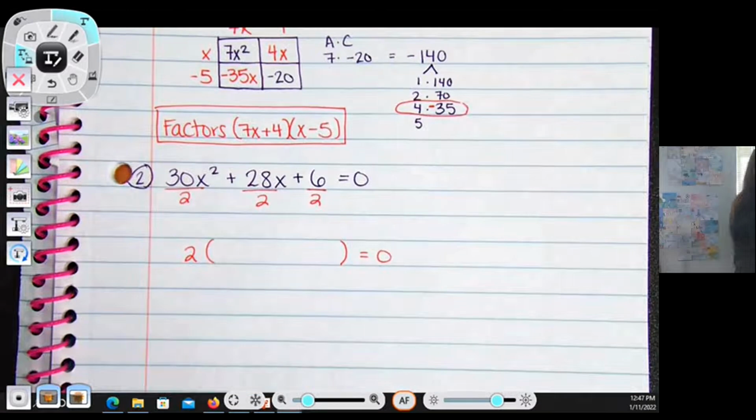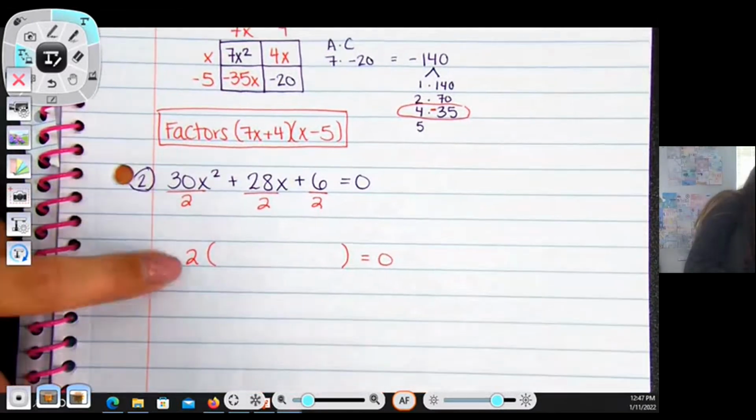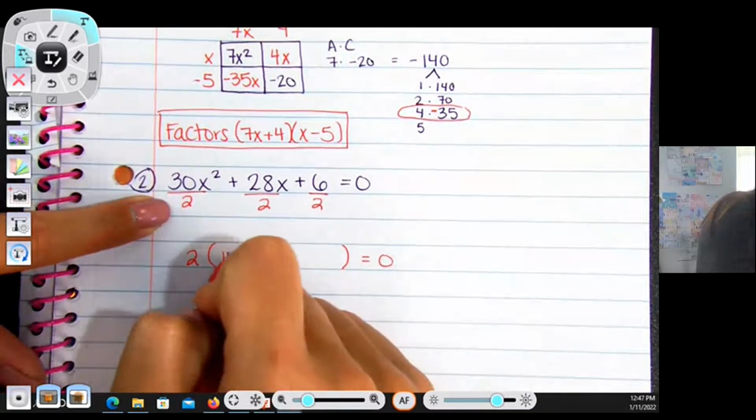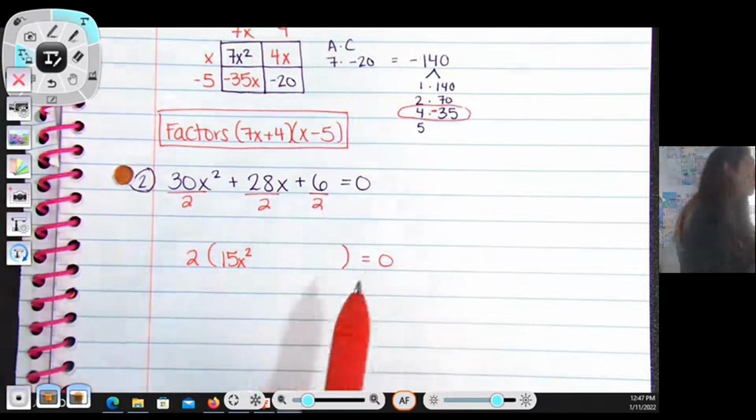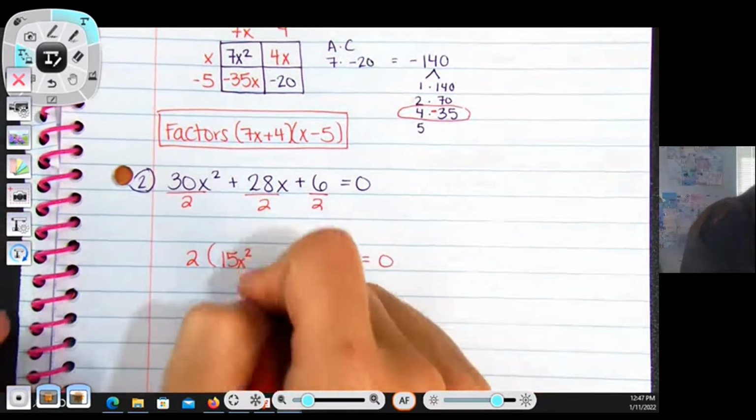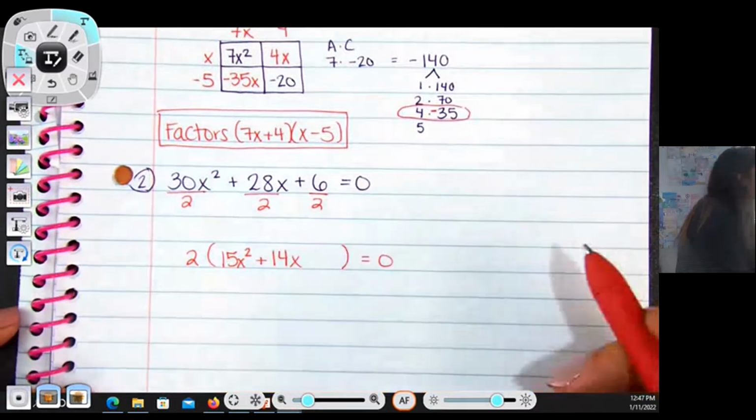So if I divide everything by 2, what's my front term now? Front term is 15x squared. Yeah, I know what you meant. What's 28x divided by 2? 14x. Good. And 6 divided by 2? 3. Good.